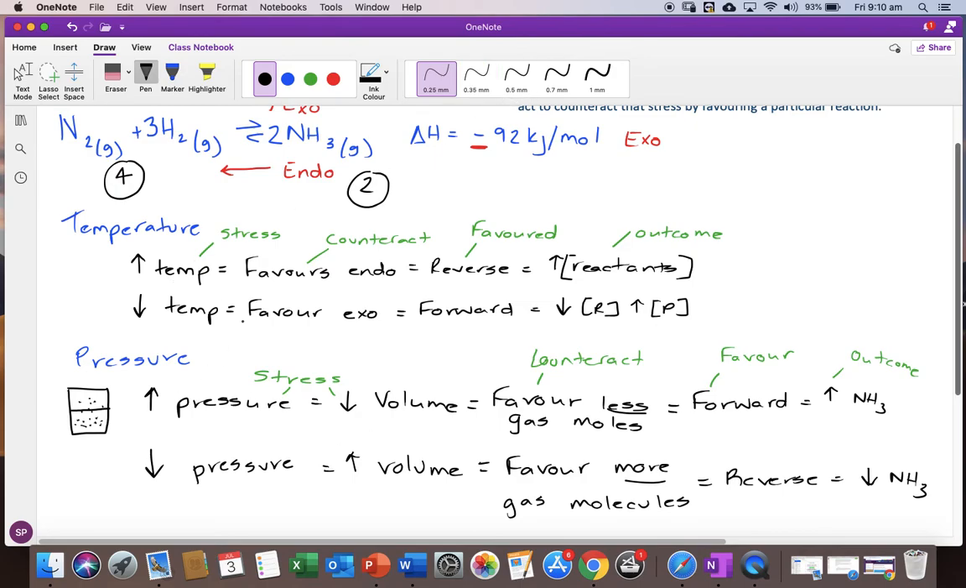Okay, so temperature and pressure are our two really big stresses that are often talked about in an equilibrium system. The other thing is just changes in concentration. They might state that we increase the concentration of nitrogen, that's going to cause the forward reaction to be favoured. We remove ammonia, it's going to cause the forward reaction to be favoured. We increase the concentration of H2, it's going to cause the forward reaction to be favoured. If we increase the concentration of ammonia, we're going to go backwards. So concentration changes when you're talking about species that exist within the equation are really easy to deal with.